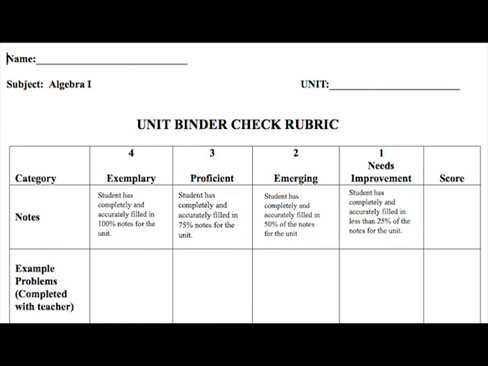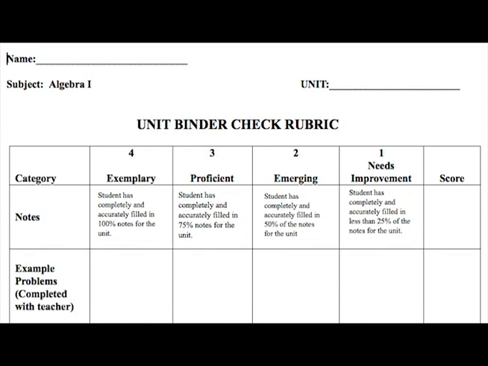Notice that each time I reduce, I'm reducing by the same increment. So I started out at 100%, I reduced it by 25% to get my proficient, I reduced that by 25% to get my emerging, and I reduced that by 25% to get to my needs improvement level. So you're going to go in for every criteria you've come up with and create 4 different levels, always starting at the highest level and reducing from there.